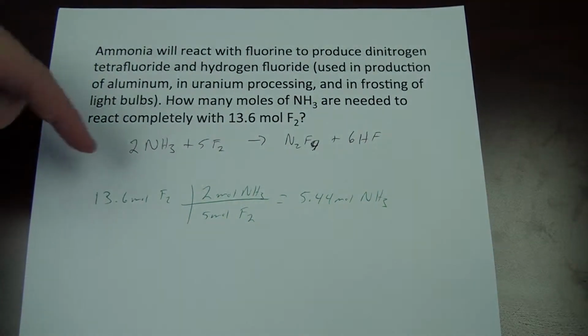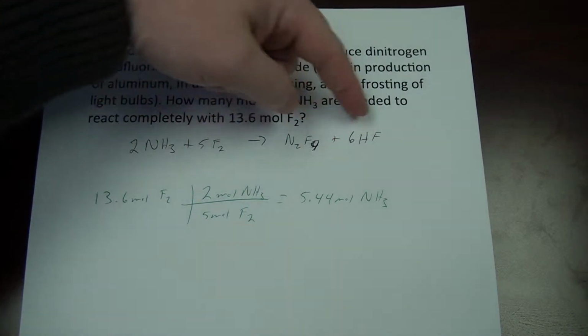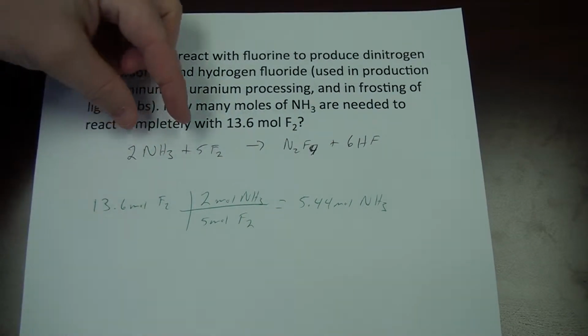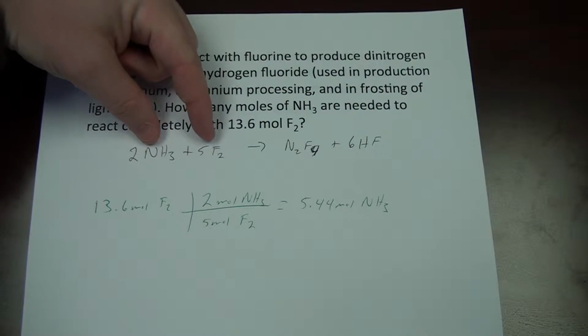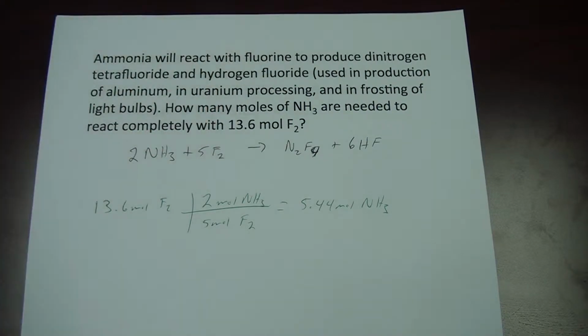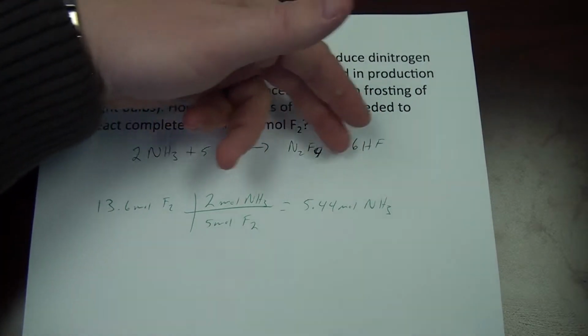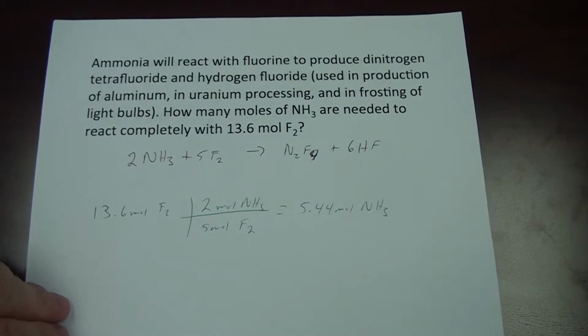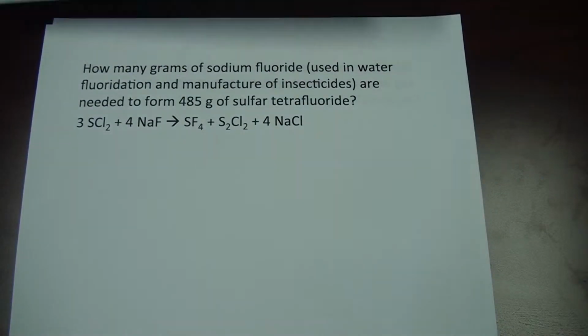Right? A fairly simple one, we're only working in moles, but we still have to balance the chemical reaction. And you can see that we can do stoichiometry in this example on the 2 reactants, not only converting between reactants and products. All right, let's look at another one. How many grams of sodium fluoride, used in the water fluorination and manufacture of insecticide, are needed to form 485 grams of sulfur tetrafluoride?